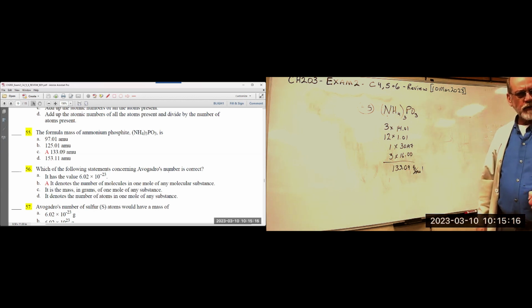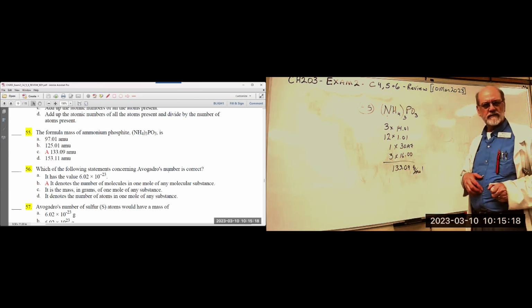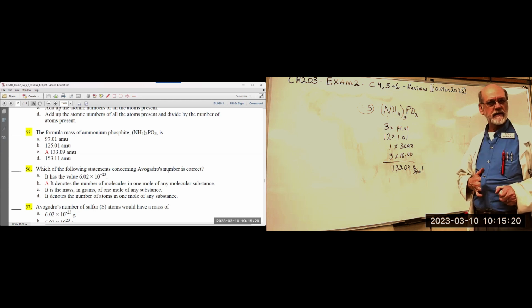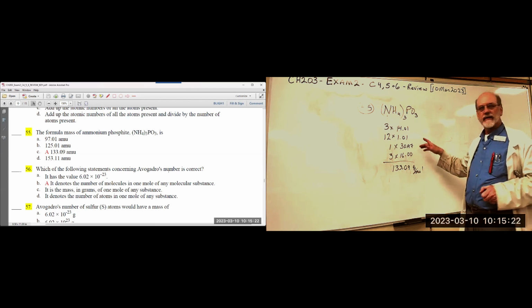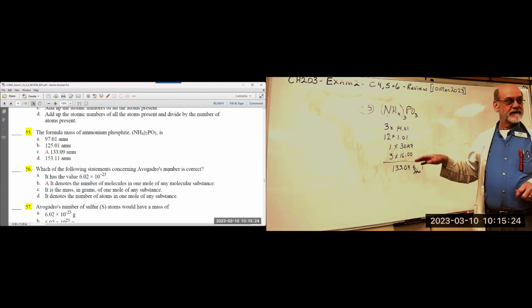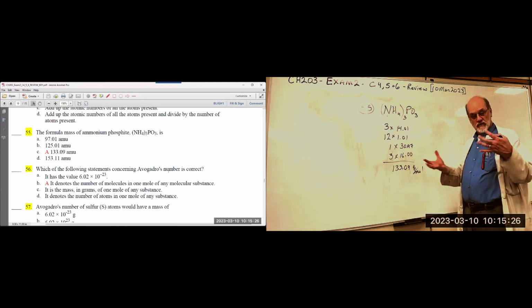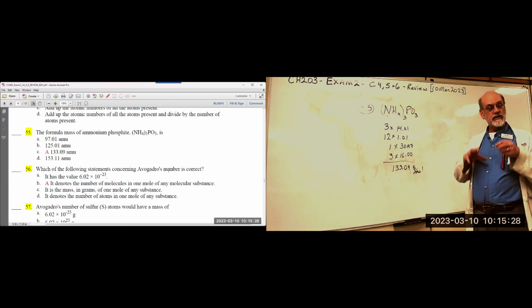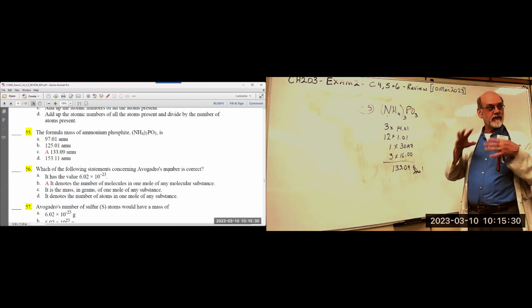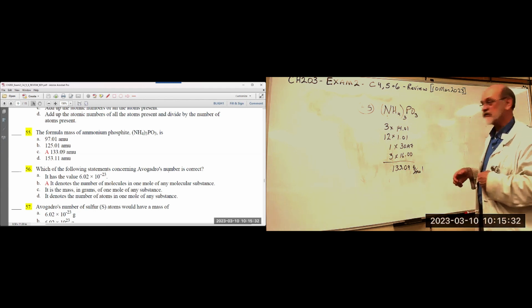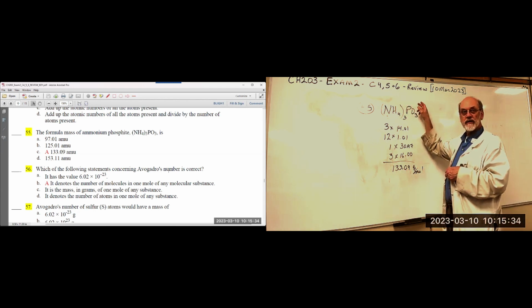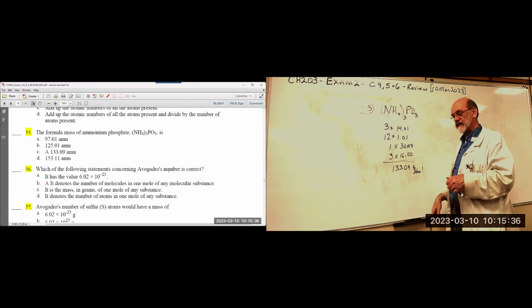Now, why do we say formula mass and not molecular weight or molecular mass? Because this is an ionic compound, right? When they're all together, they're just those ions interacting with each other. This is the simplest whole number ratio of the cations and the anions in that solid.